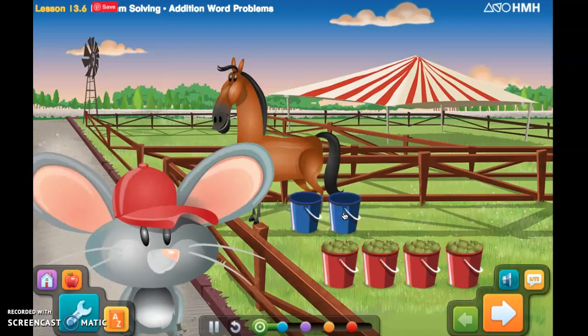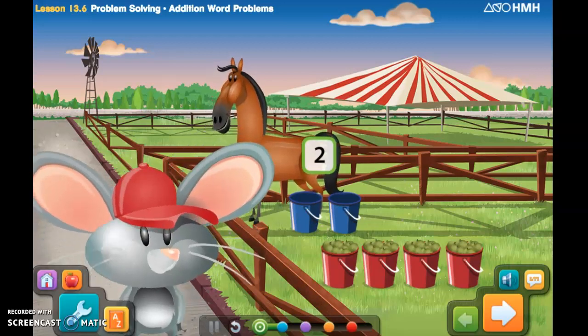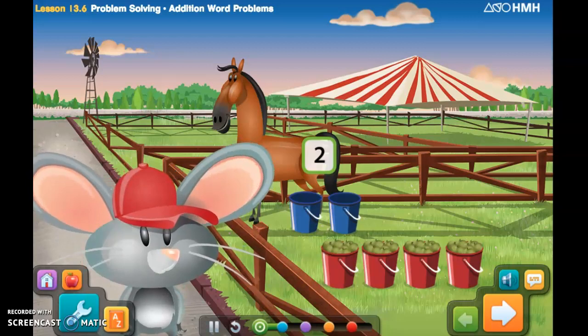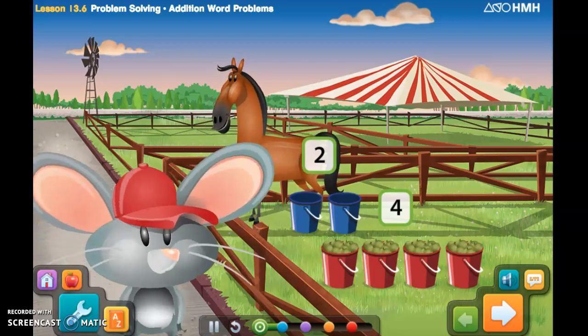Let's start to count these. 1, 2. Oh, there are 2 empty buckets. And now, let's count these. 1, 2, 3, 4. Now, how many buckets are there all together? I think we have a problem to solve. Let's find out more about solving word problems.